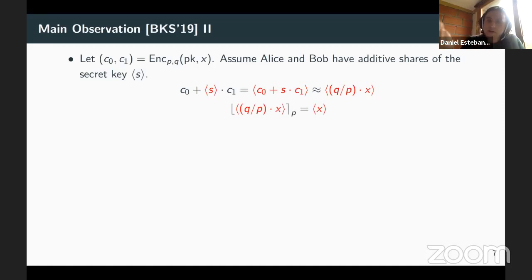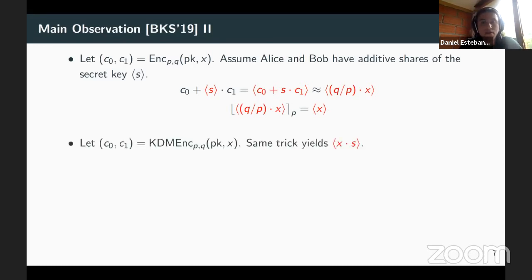But this is fine because from the previous observation, the one that I showed in the previous slide, if each party rounds its share of this value locally, that's what I mean when I write a rounding of an angle bracket of a sharing, then they end up with shares of X. That's what the previous observation told us. If you have noisy shares of something, Q divided by P times something, you get shares of that something after you round. So that's pretty cool. You can essentially run the decryption circuit in MPC and get shares of the plaintext.